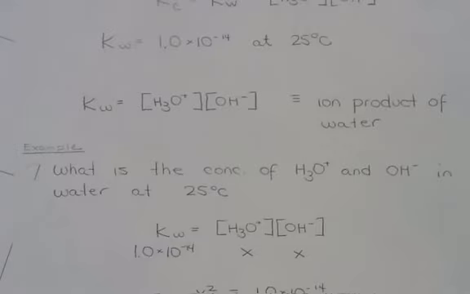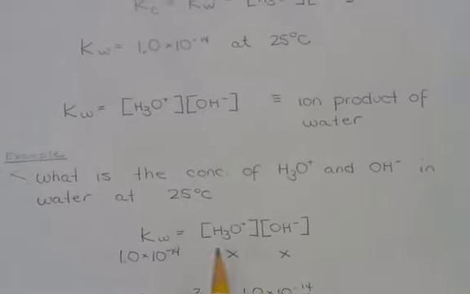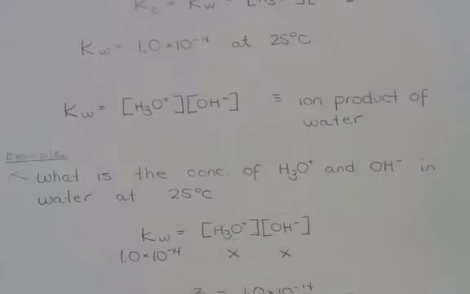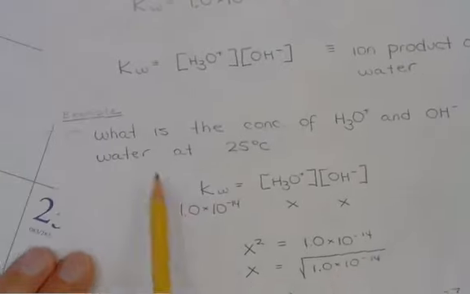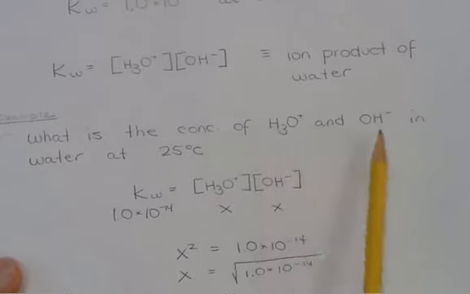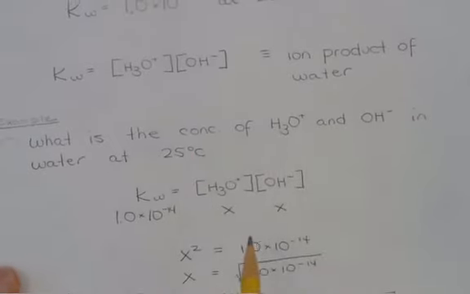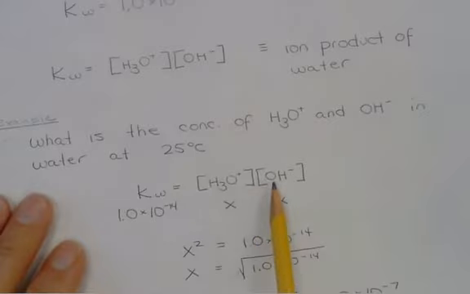So let's take a look at an example where we try to figure out what the concentration of hydroxide and hydronium is in a solution of pure water. What is the concentration of hydronium and hydroxide in water at 25 degrees? Well, the interesting thing is we don't even really have to make an ice table, because we only have one variable here. We know that water has an equivalent amount of hydronium as hydroxide.